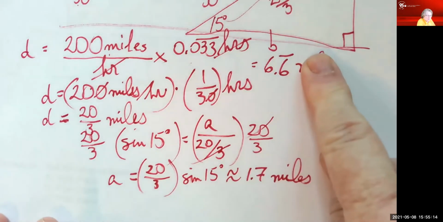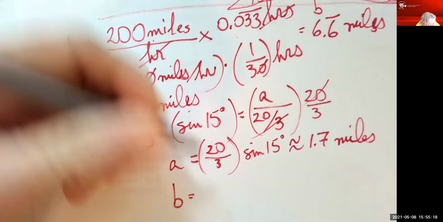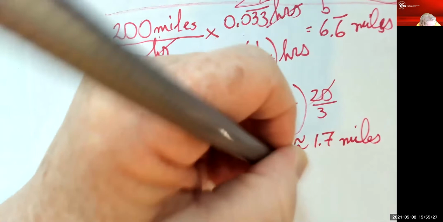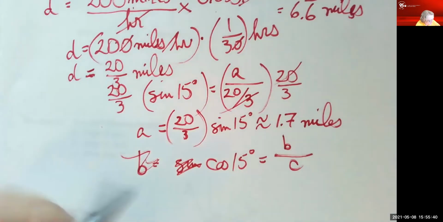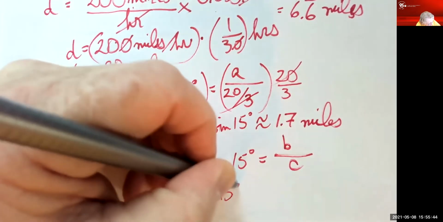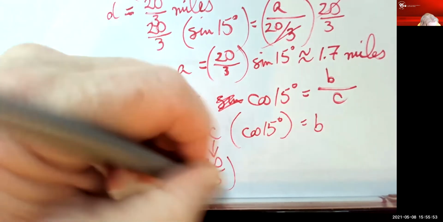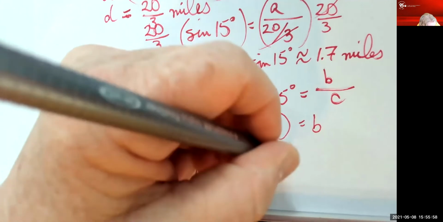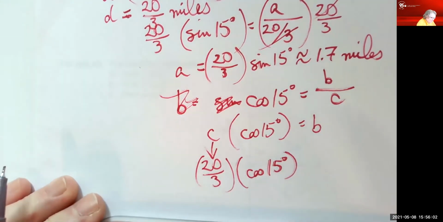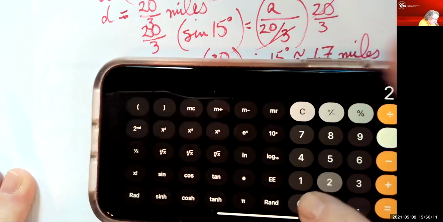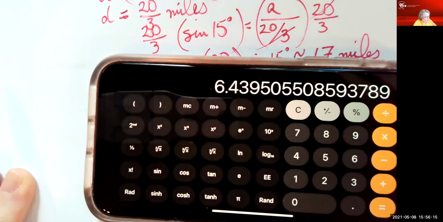Side B is adjacent to angle 15. So B is equal to, I know that the cosine of 15 degrees is adjacent over hypotenuse. I can multiply both sides by C, and I get C times the cosine of 15 degrees is the, pardon me, the horizontal distance. Well, C is just 20 over 3 miles, and we're multiplying that by the cosine of 15 degrees. Let's see what that is approximately. Cosine of 15 times 20 divided by 3. I get 6.4 miles.